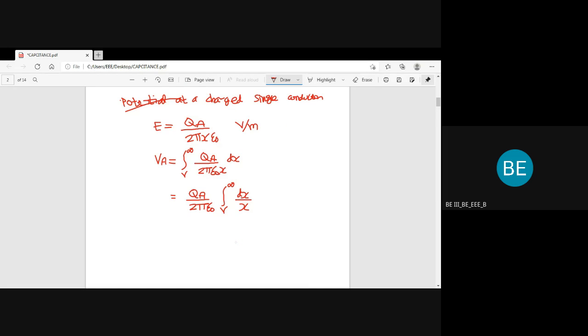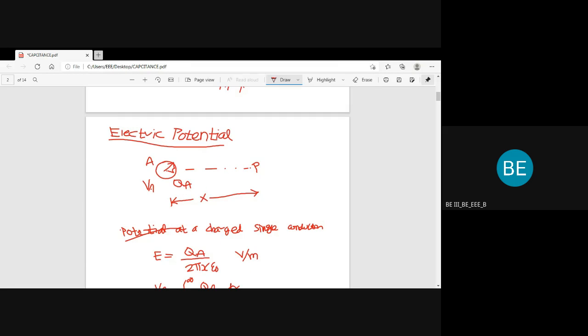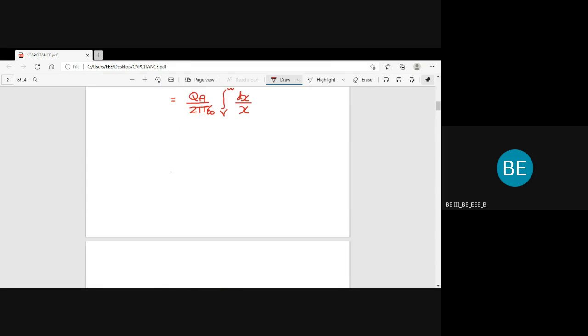Suppose we are having a multiple number of conductors. So here we have seen only one conductor. If we are having a number of conductors, next we are going to see the potential at a conductor in a group of charged conductors.